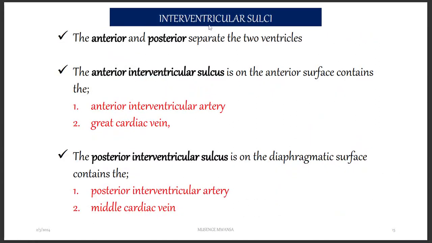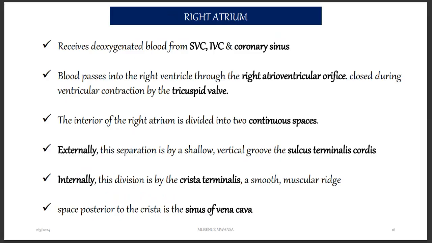We also have the interventricular sulcus. Now, the interventricular sulcus is a space between the two ventricles. So we're going to have one which is posterior and one which is anterior. The anterior interventricular sulcus is going to have the anterior interventricular artery and the great cardiac vein, while the posterior one is going to have the posterior interventricular artery and the middle cardiac vein.